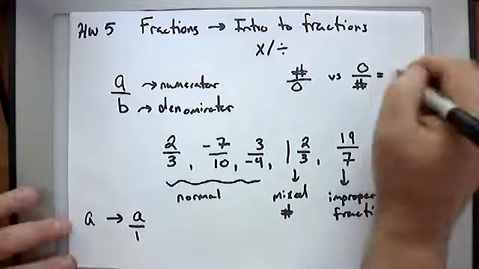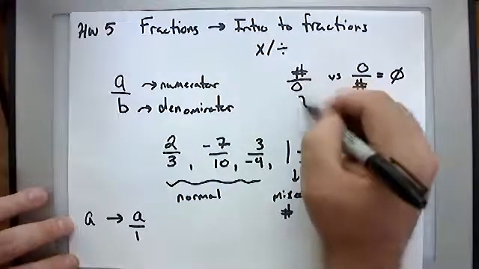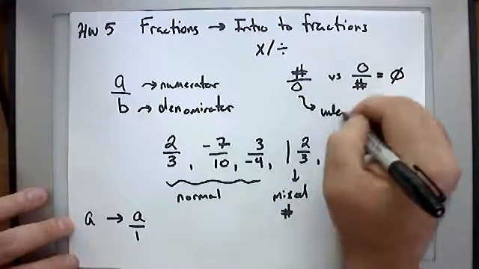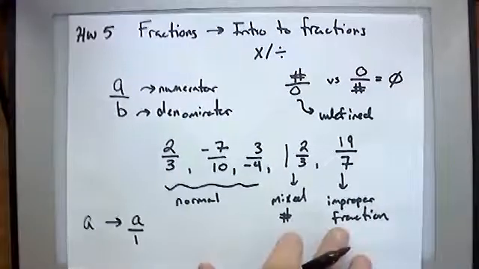0 divided by a number is just 0, right? How many times does 3 go into 0? Well, it goes in 0 times. A number divided by 0 is not, I don't want to say it's not clear. That's not exactly correct terminology. It just simply can't happen.